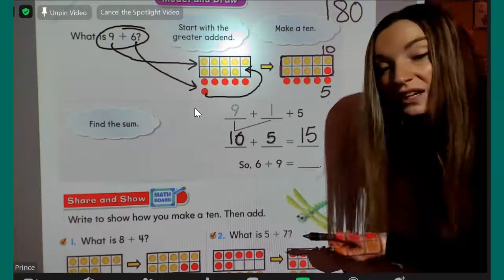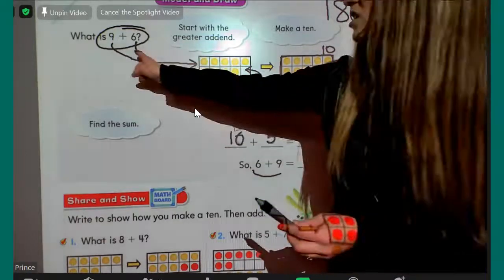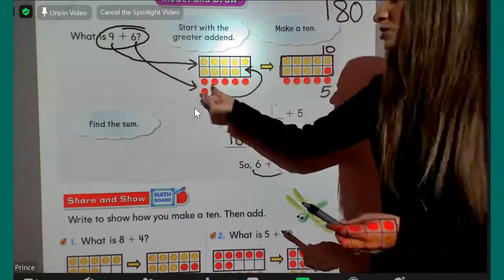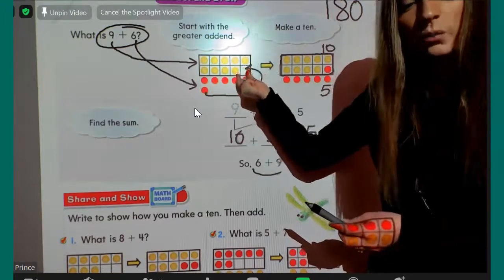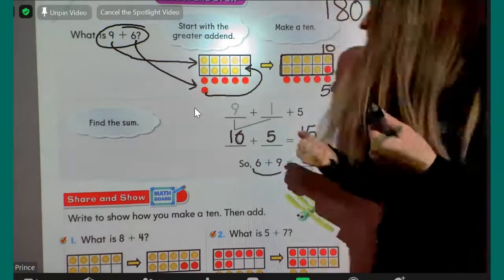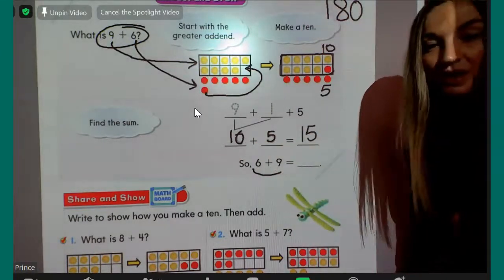But we just found out that they'll give us the same answer because we started out with it, and all we did was just take one of the little chips here and put it in a different spot. We didn't add any more or take away any more. So if 10 plus 5 is 15, what is 6 plus 9?